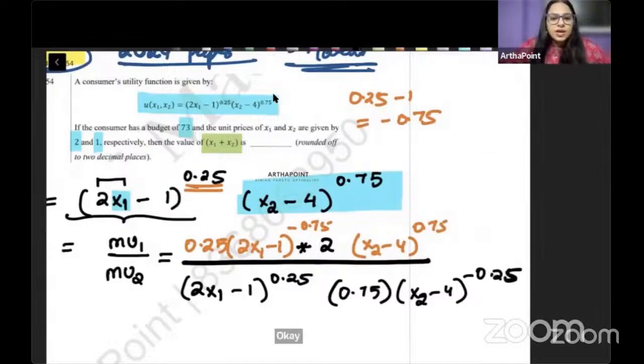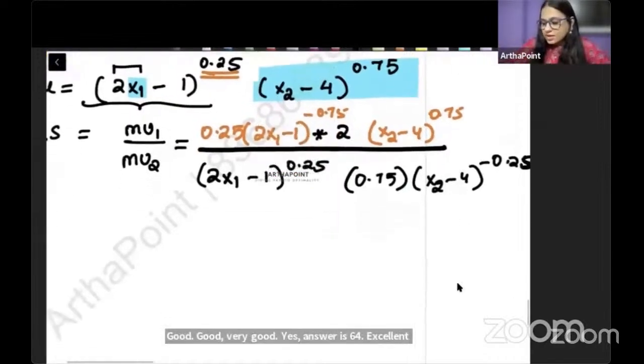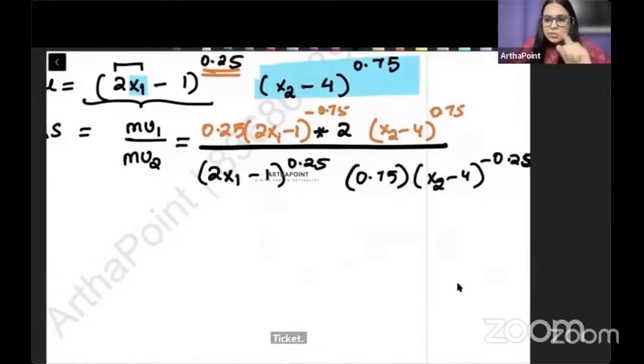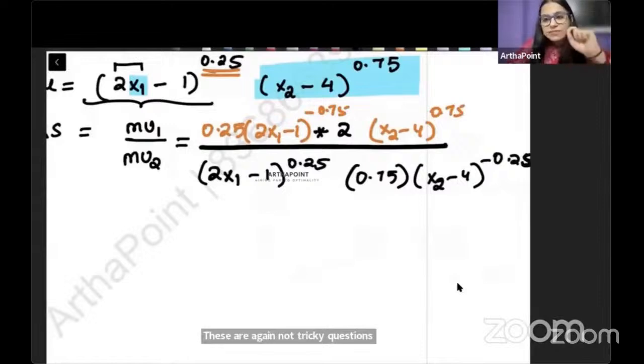Good, very good. Yes, the answer is 64. Excellent. These are again not tricky questions. Just in the exam, we must calmly not miss out anything. I need these marks for sure. For all the questions done so far, you should have scored full marks.